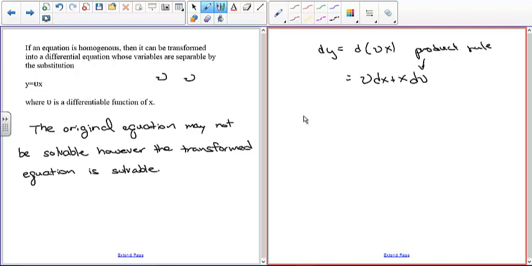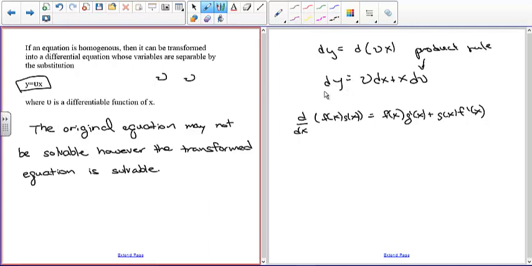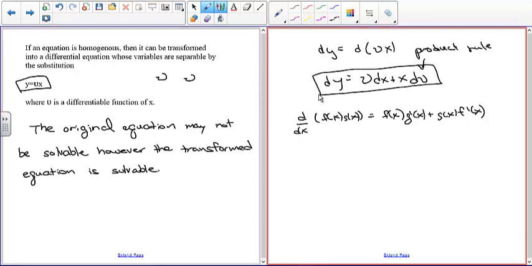So remember, the product rule says if you want to take the derivative with respect to x of f of x times g of x, it's equal to f of x times g prime of x plus g of x times f prime of x. So that's how you get that. So those are the substitutions that we're going to make. So we have this substitution and we have this substitution. And once you make those substitutions, if it's a homogeneous equation, it's not initially separable, it will be separable when you make those substitutions.